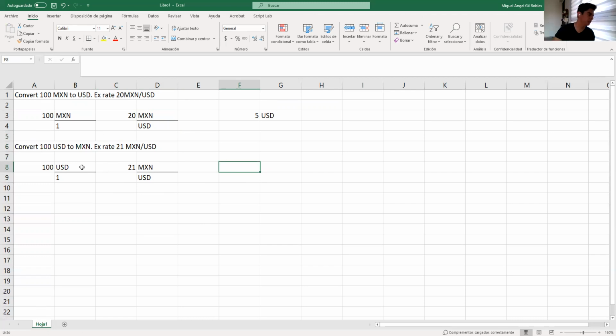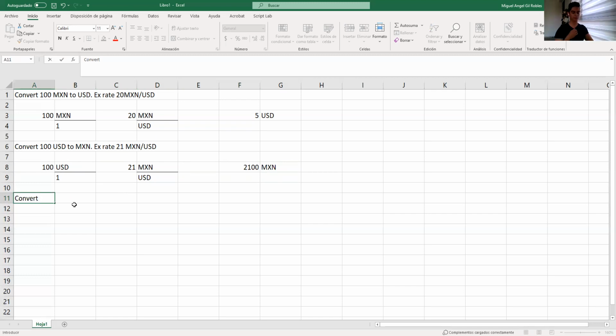Maybe you already have it in your mind, or maybe you know that dollars are on top and at the bottom, and then it's very easy just to cancel dollars if you're multiplying this, right? So if you multiply 100 times 21, we will get the amount of pesos and the answer, okay? So now let's do a more complicated example, okay? So this can maybe get a little bit more complicated.